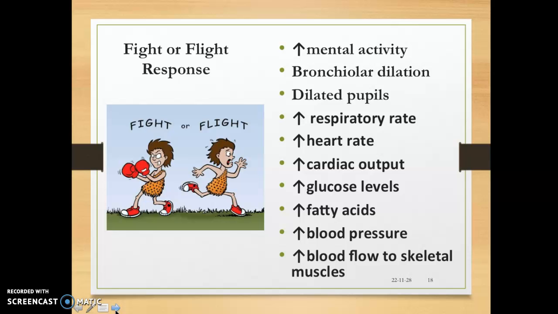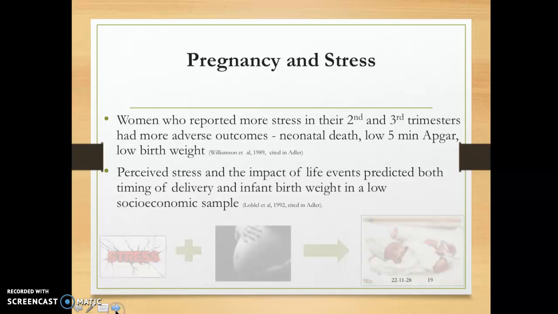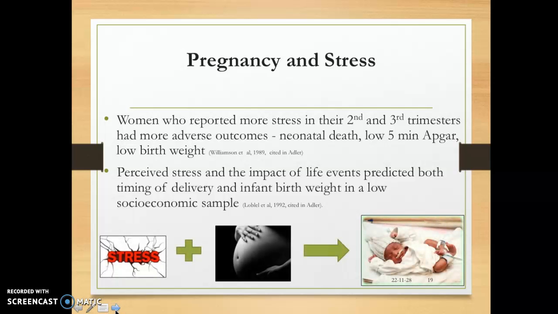We're going to look at some specific things here, the first one being stress and its negative association with different things that happen in pregnancy. So in one study here, women who reported more stress in their second and third trimesters had more adverse outcomes. There was more neonatal death, a lower APGAR score, and that APGAR is just a score that's given to see how babies adapt to extrauterine life, and also low birth weight.